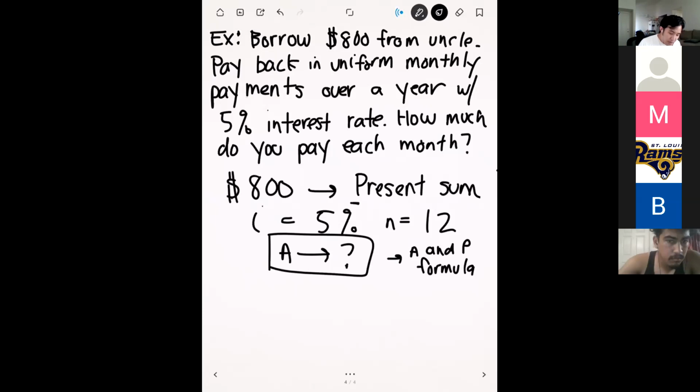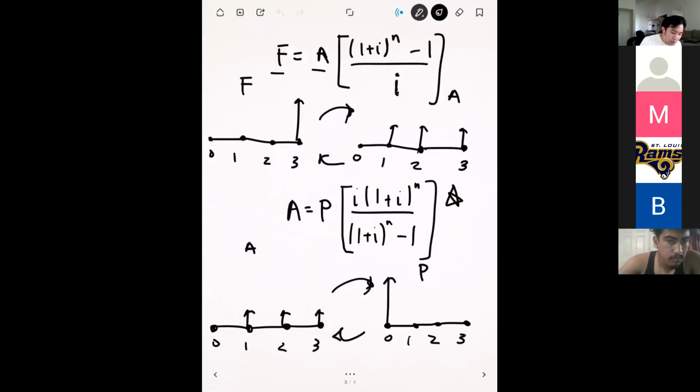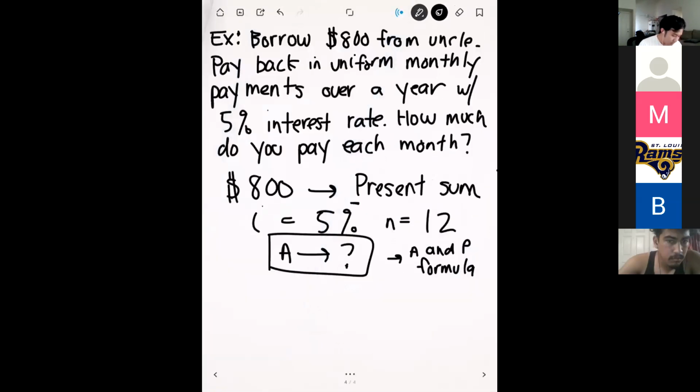And so let's go back over here. Luckily we have a formula for this. This formula right here says, if you have P and you have I and you have N, you can compute the equivalent uniform series of payments that takes the interest rate into account. So let's go ahead and do that. We say that A is equal to P. So P in this case is 800.